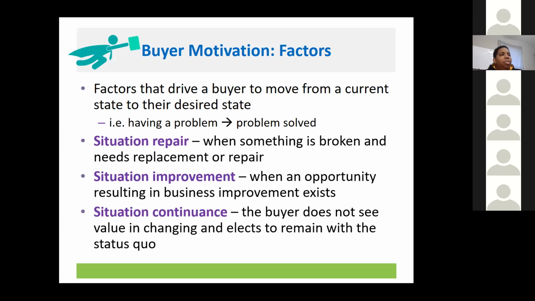Connor, give us a situation improvement example. Let's say your car needs a new, oh my gosh, what's it called? Like a sound system. It's not very good and you want it improved. Okay, so your sound system is crap and you want to make it better. You want to improve your sound system, therefore you are purchasing. Good job. What about situation continuous?